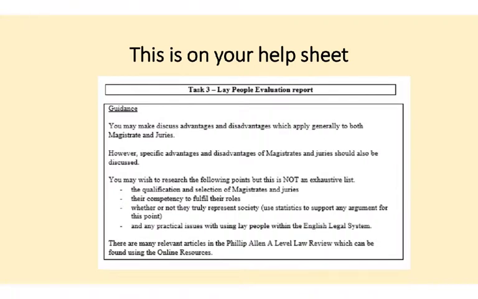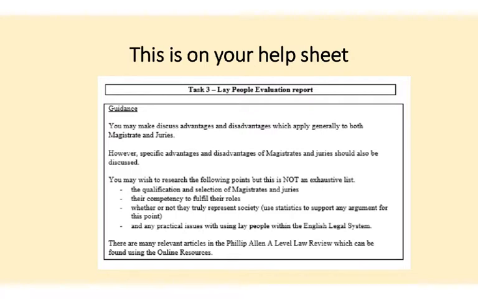So you've got a section on your help sheet that will obviously help you in order to meet the distinction piece of work. So your guidance is that you may discuss advantages and disadvantages which apply generally to both magistrates and juries. However, specific advantages and disadvantages of magistrates and juries should also be discussed.